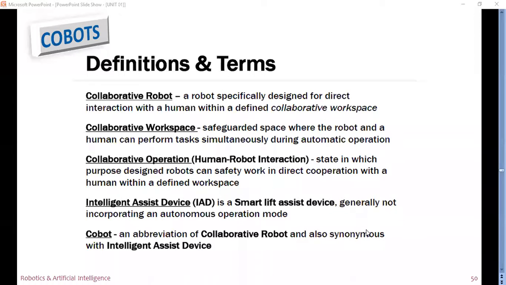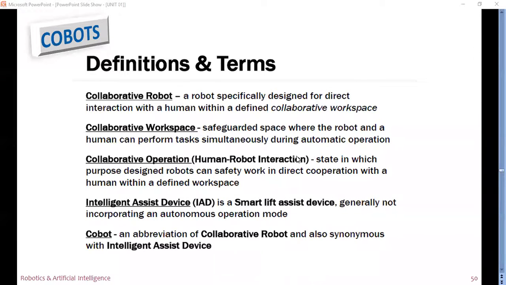Definitions and terms. Collaborative robot: a robot specifically designed for direct interaction with a human within a defined collaborative workspace. Therefore, the robot which works along with a human is known as a collaborative robot. When both human and robot are working simultaneously, then this collaborative type of work is there, and that robot is known as a collaborative robot or cobot. In short, it is known as cobot.